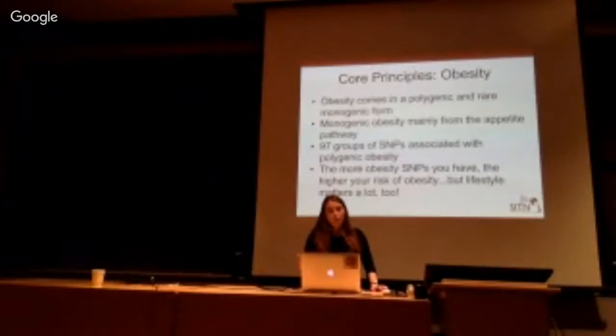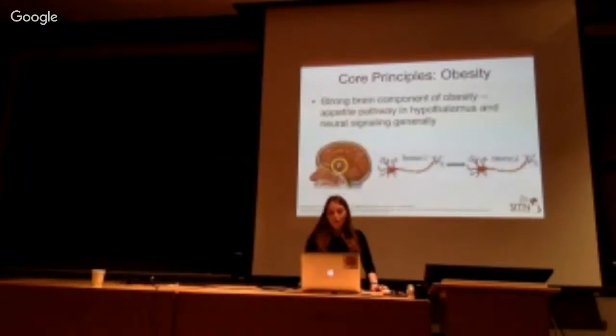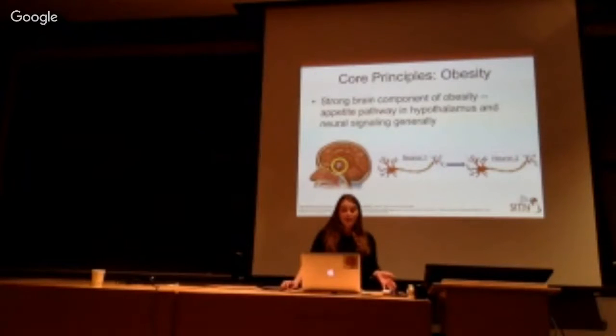But even bigger core principles, kind of about genetics as a whole: once again, there is a very strong brain component of obesity, which people were really not anticipating, right? So there's the appetite pathway, the hypothalamus that we talked about, and we kind of already knew that, but this neural signaling thing was totally unexpected to most of us. It really suggests that while we think of obesity as being something maybe about metabolism or digestion, there's a really strong brain component, which I think is pretty surprising and interesting.